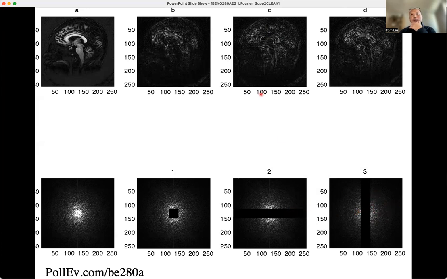So C would go with 3, and therefore by process of elimination, B would go with 2, right? But let's just check that. For B, I'm clearly hitting edges as I move along this direction, right? Whether I'm hitting edges this way or not is hard to tell, but if I am, they're certainly not as strong as the edges I'm hitting in this direction. So it makes sense that this has a lot of information about edges along the KY axis, okay? So these components here correspond to edges that I hit moving along the Y direction. So B would go with 2 for that. Any questions on that before we proceed?